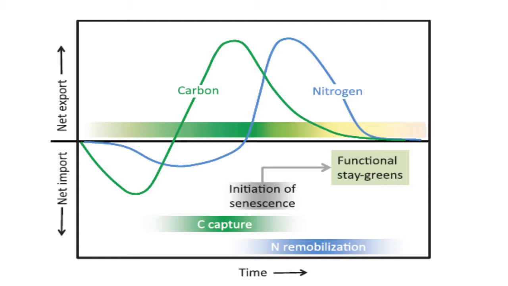This is a pathway: whenever the net import of carbon assimilation or carbon capture is more during the initiation phase, that will give better carbon utilization in the later phases. In the same way, nitrogen remobilization is also enhanced when there is sufficient nitrogen uptake or import in the initiation phases, which leads to functional stay-greens and a delay in the senescence.